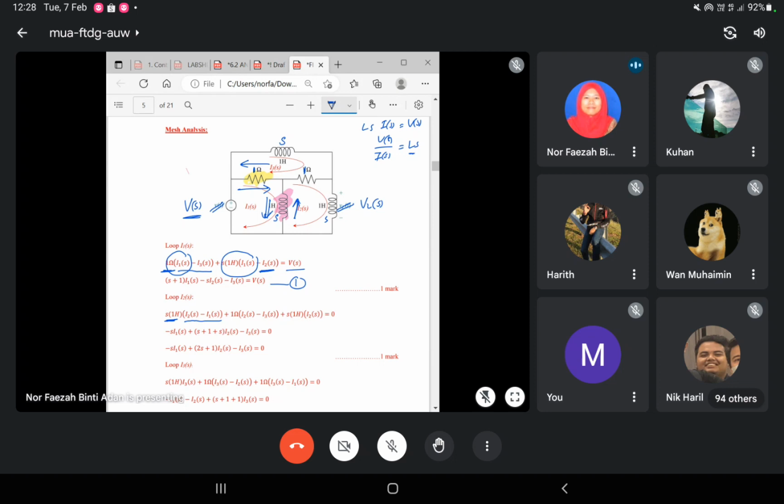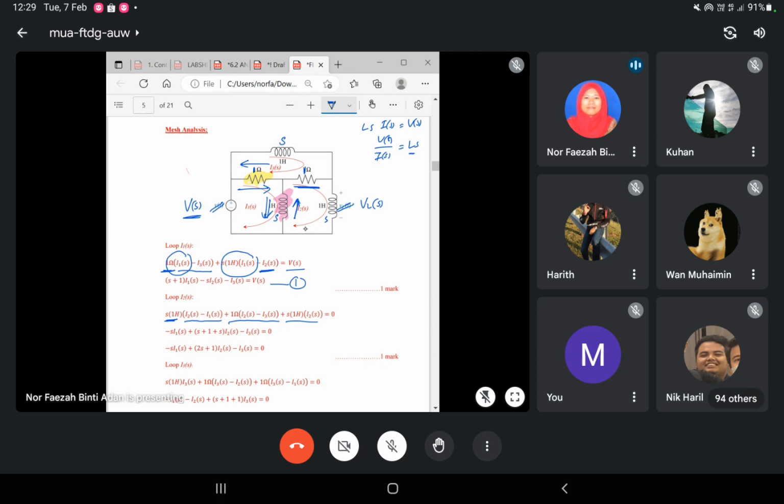Loop tu punya current is the positive one. Jangan confuse pula. And then untuk you punya resistor ada I2 dan I3, so positifnya I2 tolak I3. And then for your output inductor yang last kali ni, S cuma darabkan dengan I2 sebab dia tak ada opposite current to it. Dia cuma I2 saja yang flow through it. So equals to 0. Kenapa 0? It doesn't have power supply.